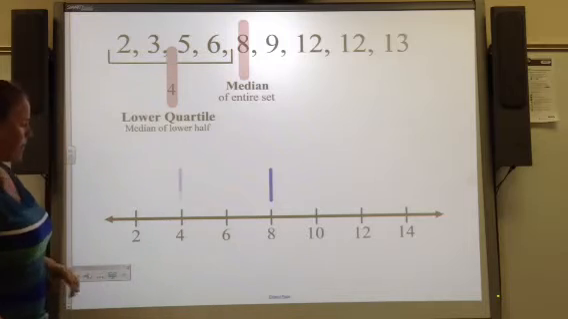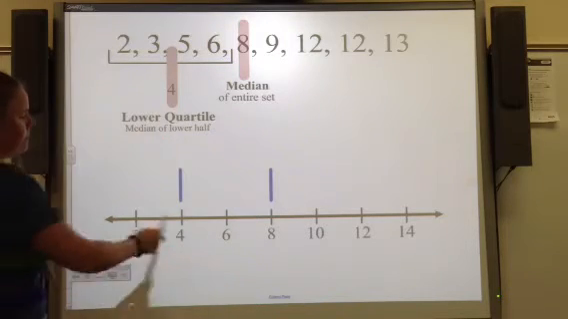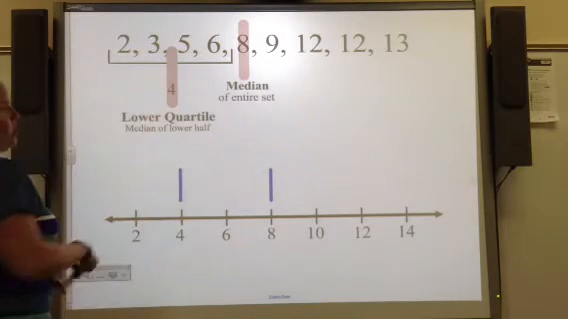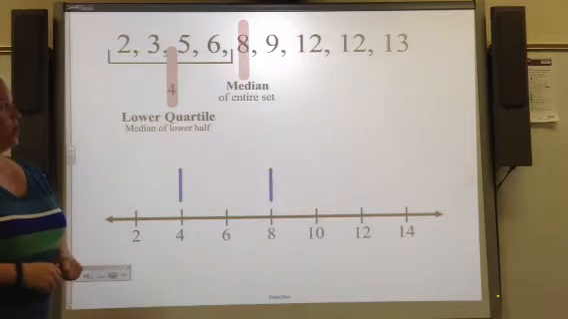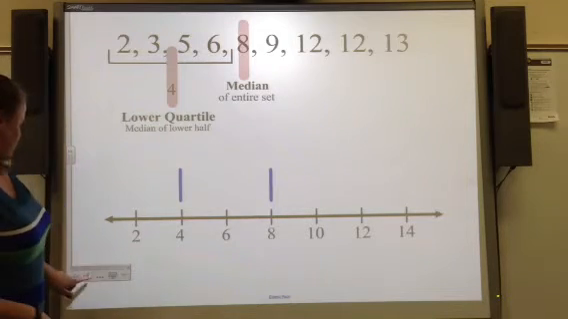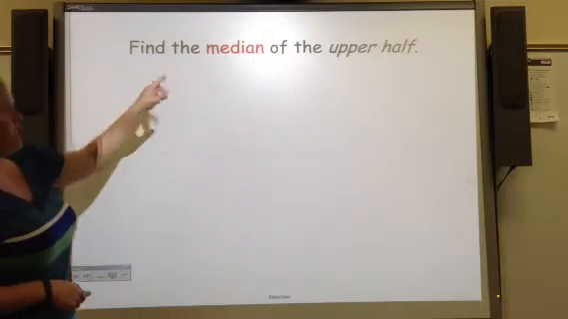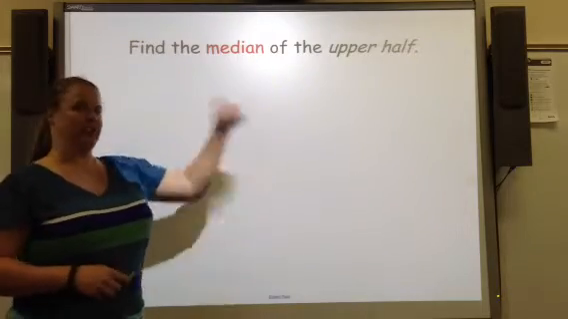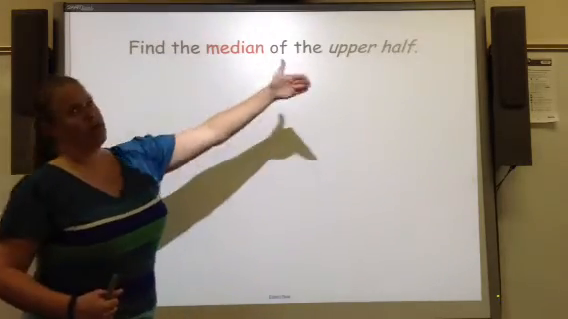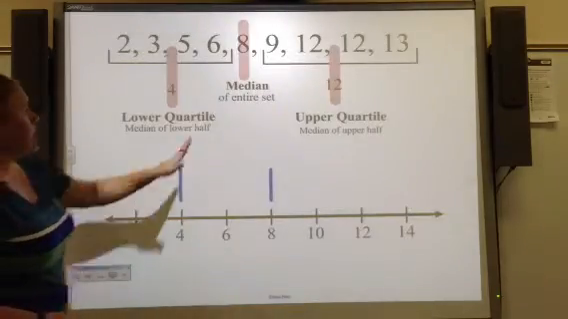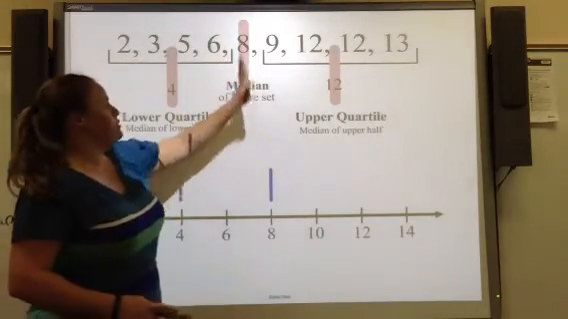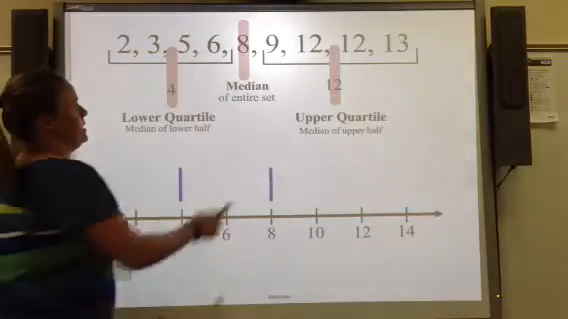So your next step is to draw the next line above the 4, because that's the lower quartile. Well, guess what the next step is? Find the median of the upper half. So what we just did to the left, you're going to do to the right half. And again, we're not using our median number, we're using everything to the right of it.